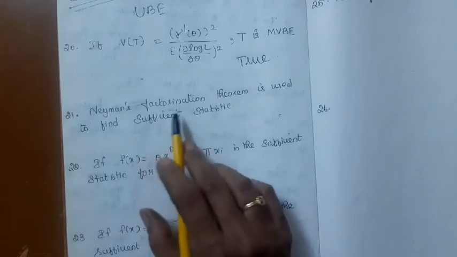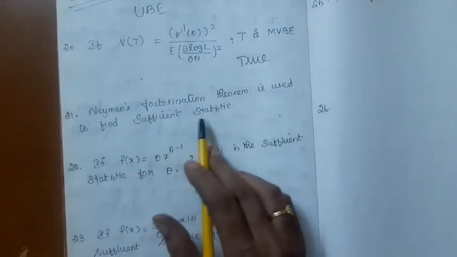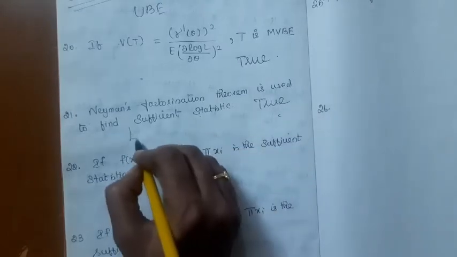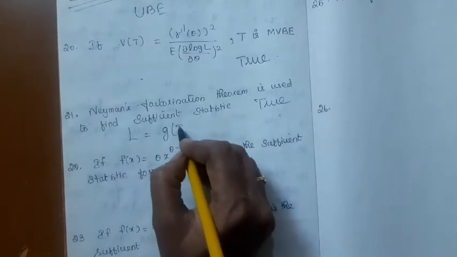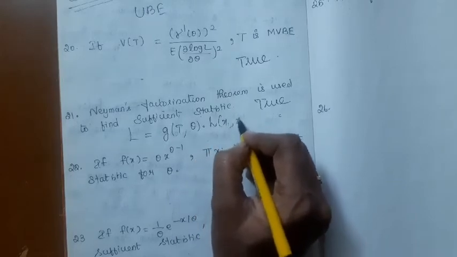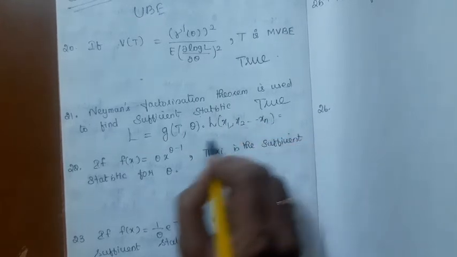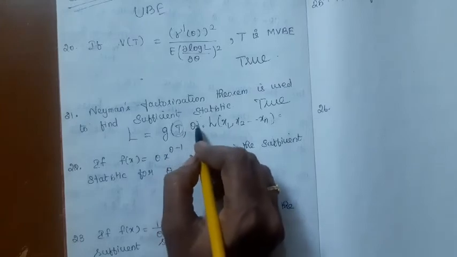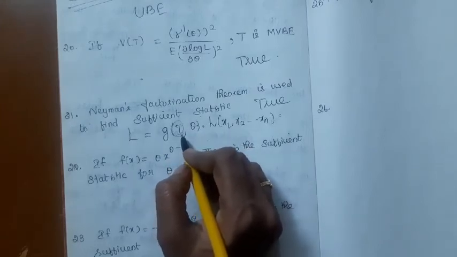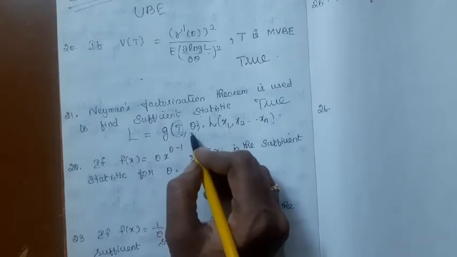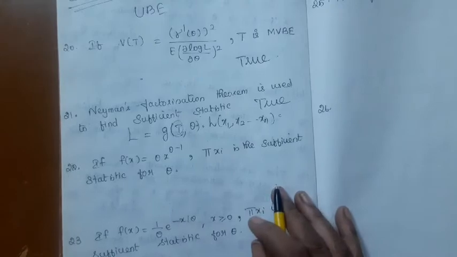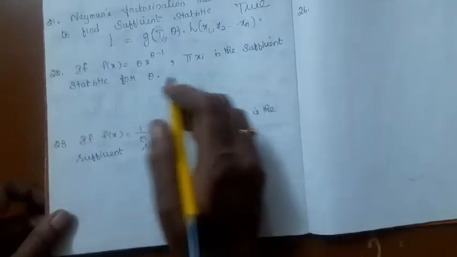Neyman's factorization theorem is used to find sufficient statistic. Yes, it is true. If you are able to express L as a function of t comma theta into a function which is independent of theta, you can say that T contains all information about theta and hence T is a sufficient statistic for theta. T is enough to estimate theta. That's the idea.